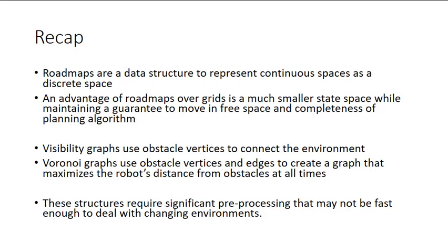Okay, so let's just recap real quick. Roadmaps are a data structure to represent continuous spaces as a discrete space. We can't use continuous functions for our paths because we would have infinite possible states, and if we try to just make a grid over it, that is an option to discretize the space, but unless we're doing something extra with the grid, it still takes a while. So roadmaps are an efficient way to represent continuous spaces while also reducing the search time of our algorithms. We went over two types of roadmaps. Visibility graphs use obstacle vertices to connect the environment, and Voronoi graphs use the obstacle vertices and the edges to create a graph that maximizes the distance from obstacles at all times.